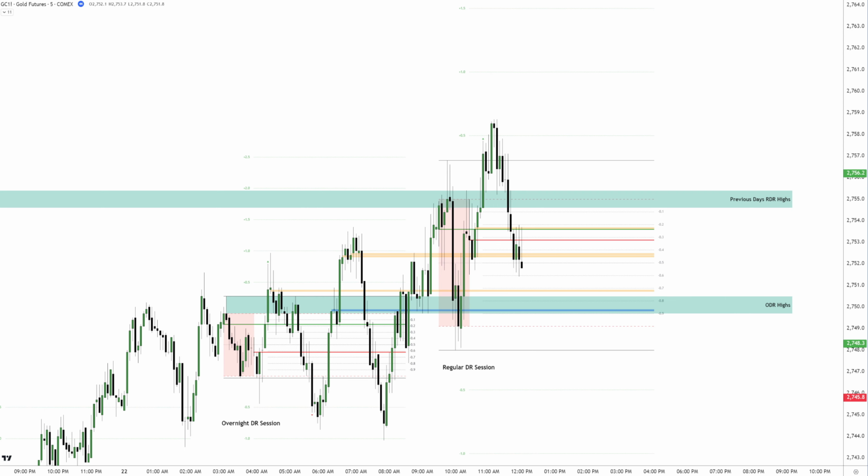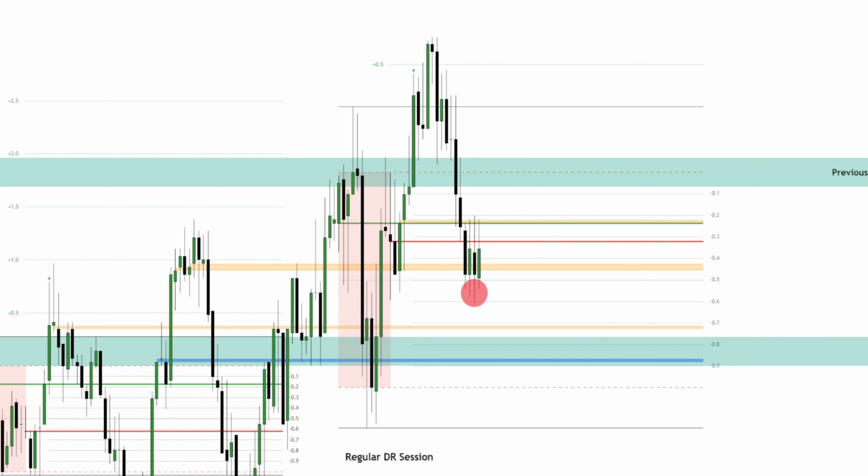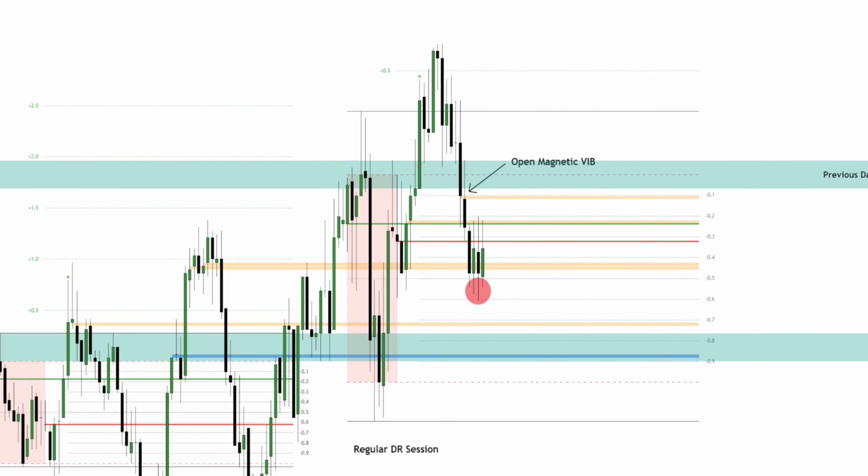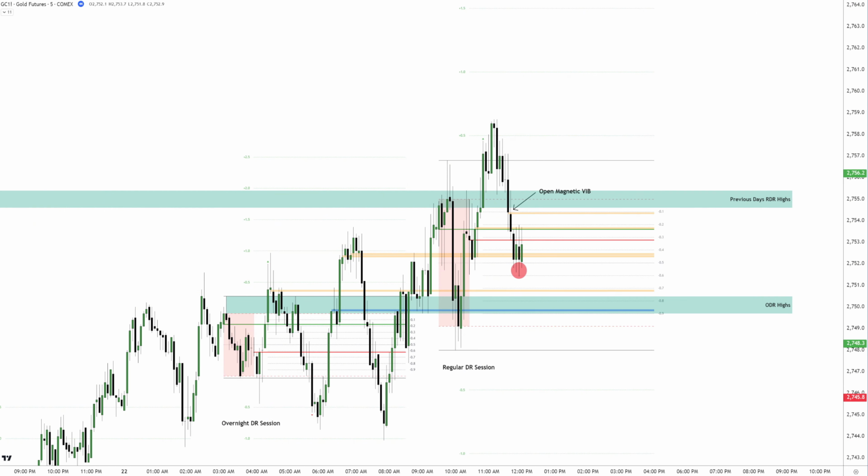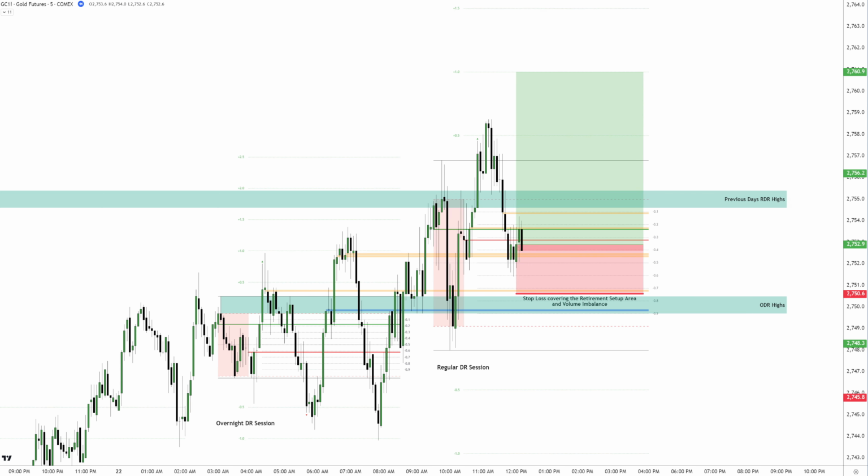About half an hour later, price drops deeper into the range and rejects the IDR mid 3 times, failing to close below it. These types of rejections cannot be ignored. Another strong confluence here is the open magnetic WIB that's been left behind, which aligns perfectly with a potential setup. With this entry, you can cover the retracement setup area and the WIB. In case of a stop out, you're already prepared for the next high probability setup in mind.